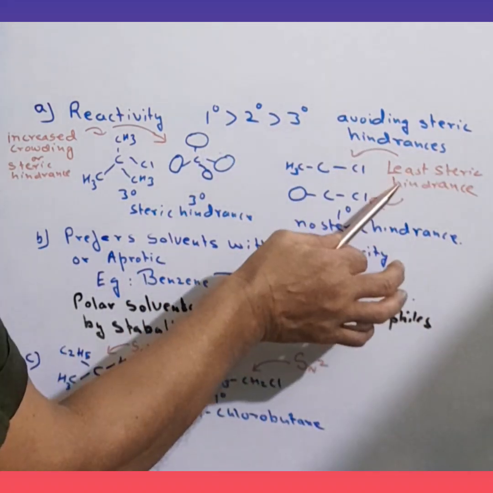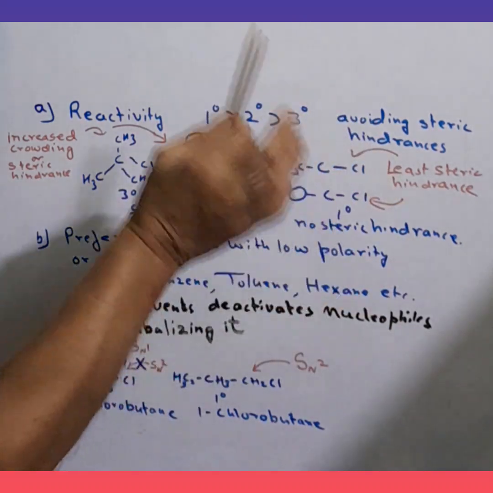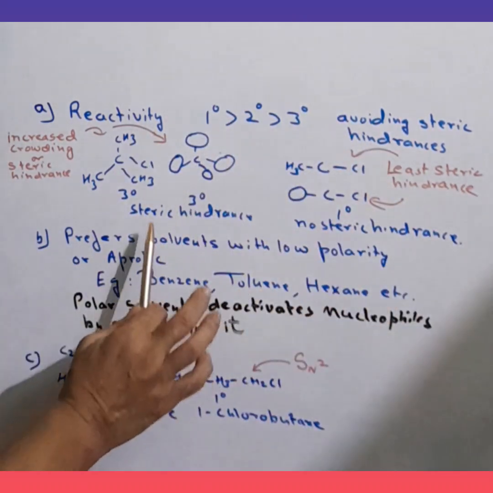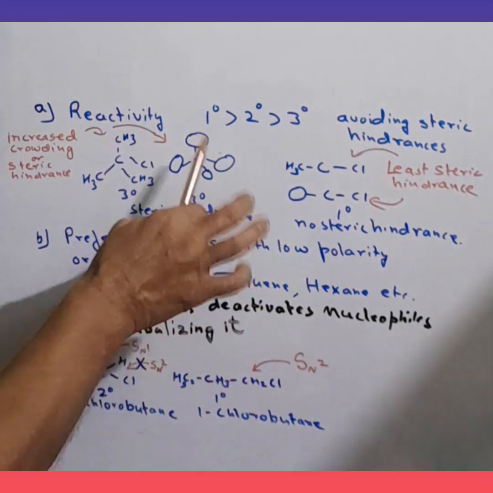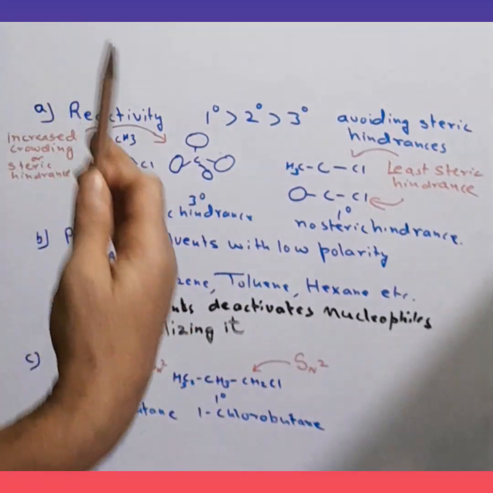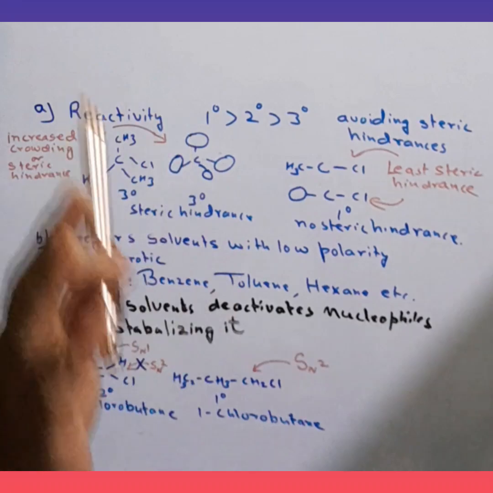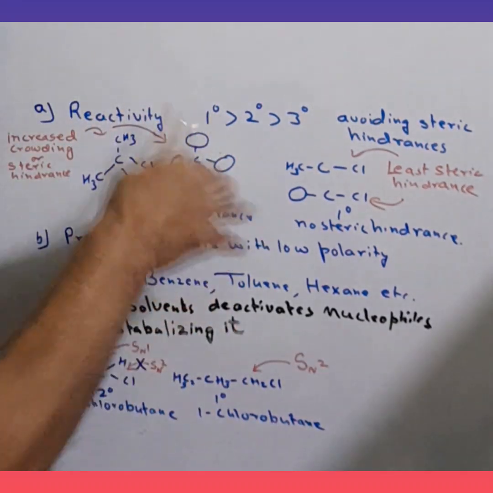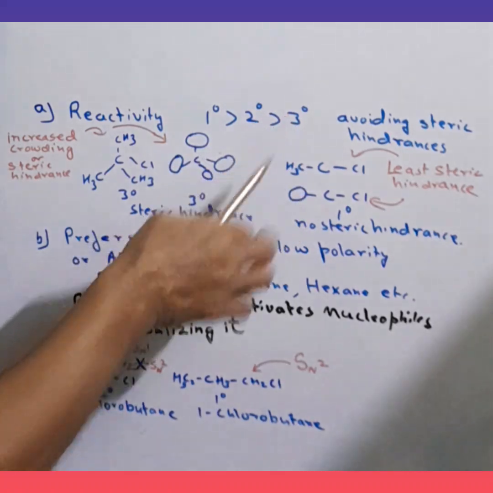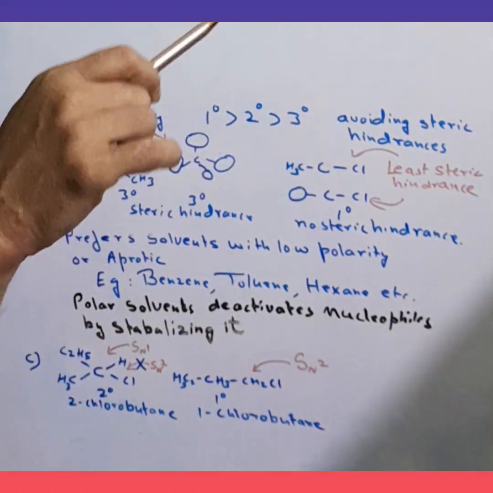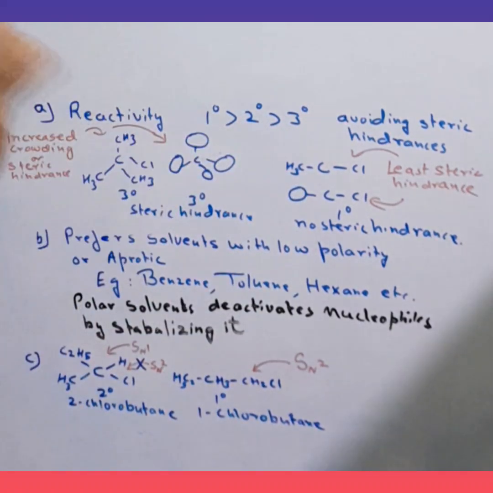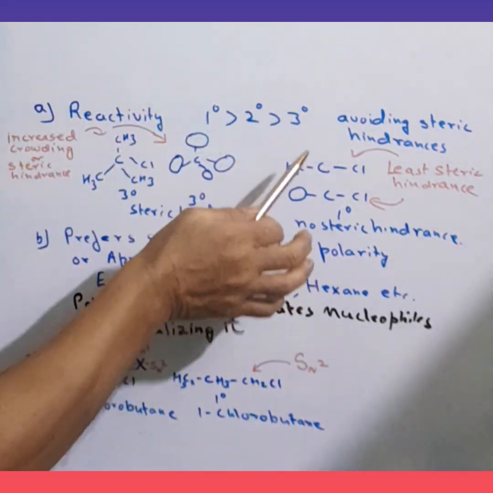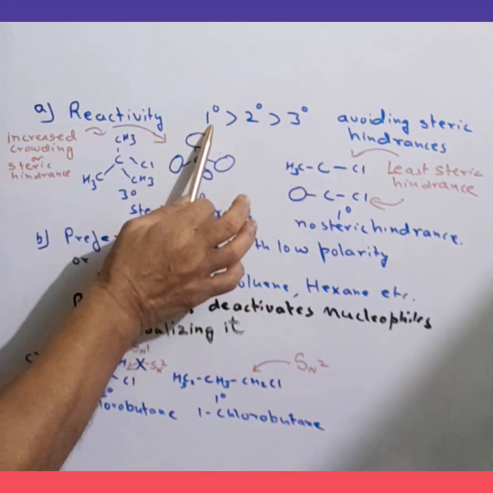So least hindrance, so SN2 mechanism is preferred. Why? No steric hindrance, whereas here there is steric hindrance. So whenever you are talking about primary chloride, it would prefer SN2 mechanism. And we have seen in case of tertiary, since it was stabilizing the cation, that was preferred. In here SN1 is preferred, here SN2 is preferred.